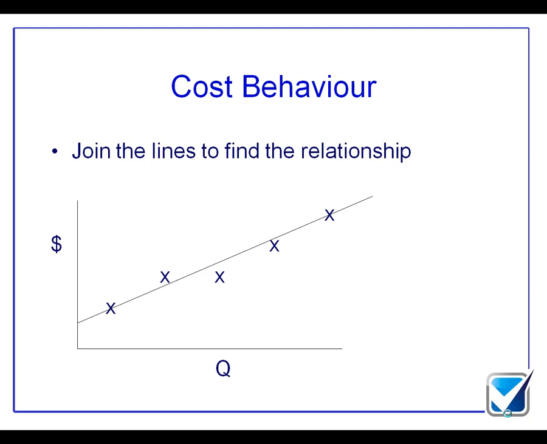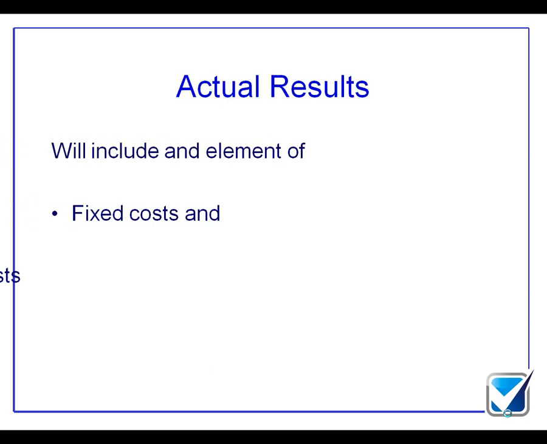Now it uses a little bit of algebra, a little bit of simultaneous equations, to allow us to identify the fixed cost element, which is where this line goes through the y-axis with my dollar sign on it. And then also it allows me to identify the gradient of the line, which is my variable cost per unit.